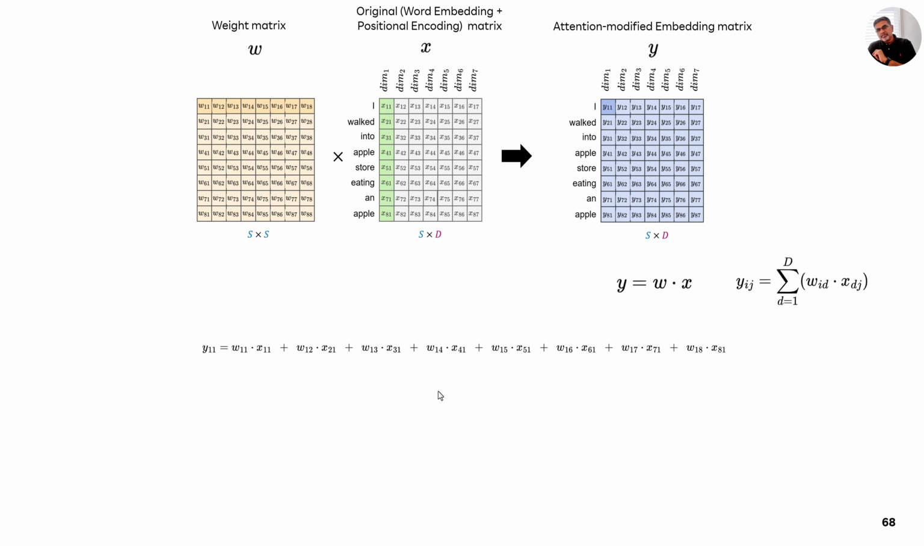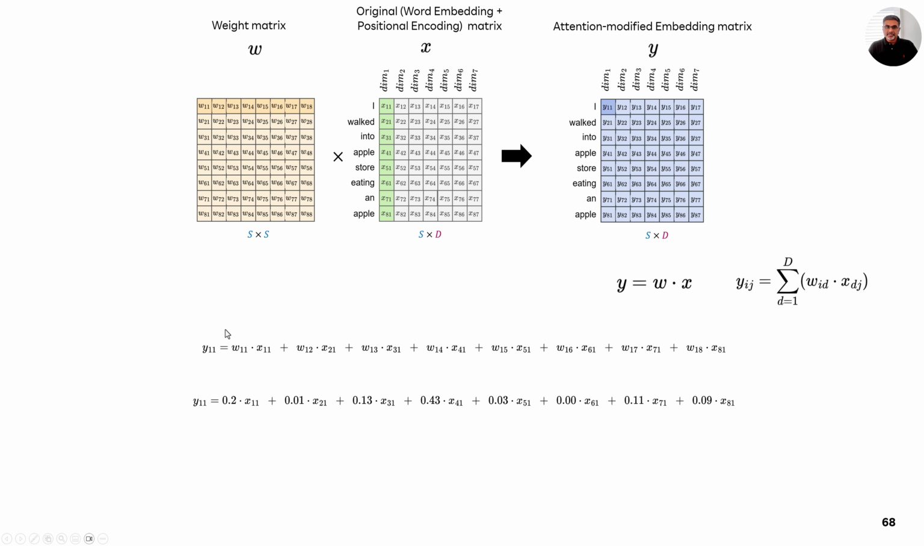But there's a very interesting pattern here that we should inspect that will give us an intuition as to why certain mathematical functions are performed in the self-attention formula. So let's look at this cell Y11, and as I said, it's multiplying W11 with X11, adding that with W12 multiplied by X21, and you add that up and so on. So this row multiplied with this column, right? Of course, these are the values we have to train the neural network to learn.